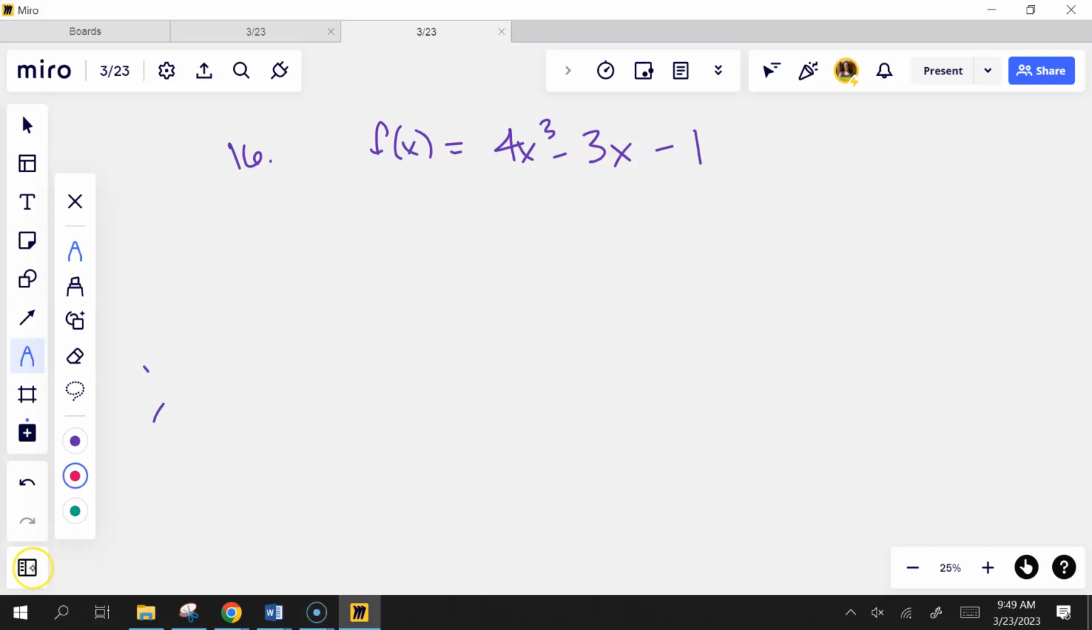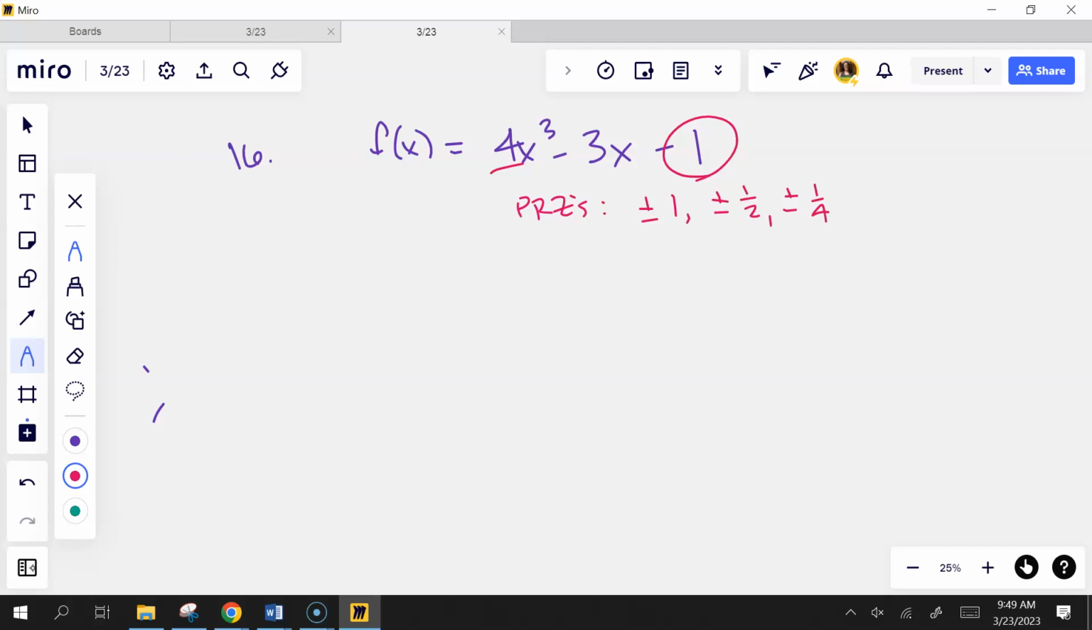What are my PRZs? 1, 1/2, 1/4. Why are 2 and 1 not PRZs? Because they're the one being divided. That's right. I divide the constant by the leading coefficient, not vice versa.